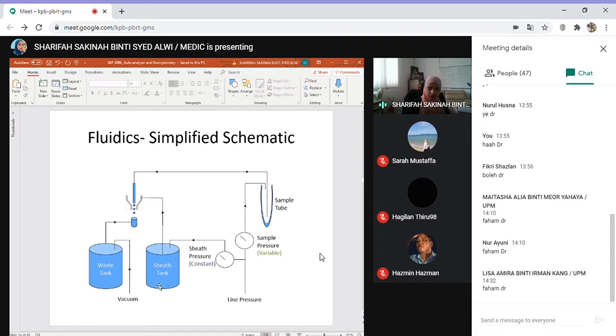So what does this tank do? This tank will control the pressure. The pressure will be controlled from here. It will control the pressure at this area to make sure the window here, its opening, is right.